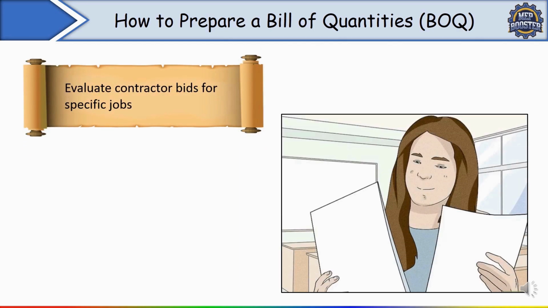Then we have to evaluate contractor bids for specific jobs. So with a BOQ, each contractor who bids on a project is using the exact same material and labor estimate as the basis of their bids. So you can easily compare the numbers they have provided without needing to break them down at all. So this is where your initial cost estimate comes in handy. So if a contractor submits a bid significantly lower than your initial cost estimate, you know to be skeptical.